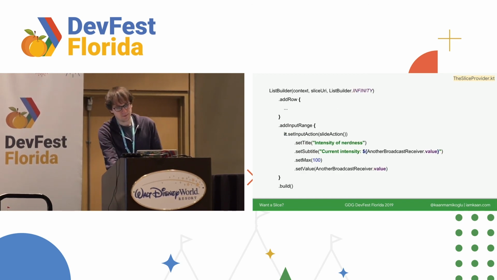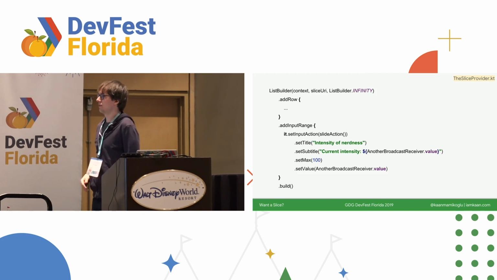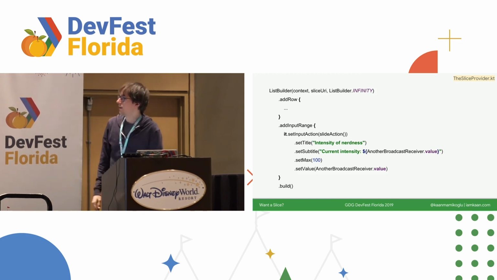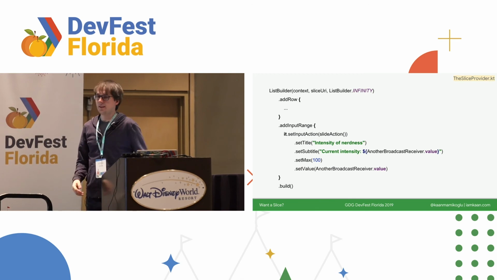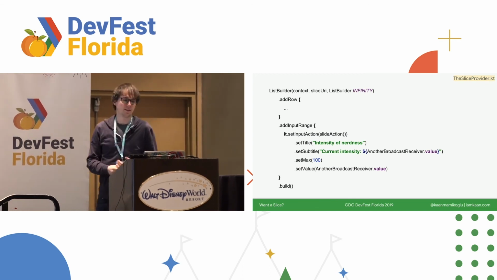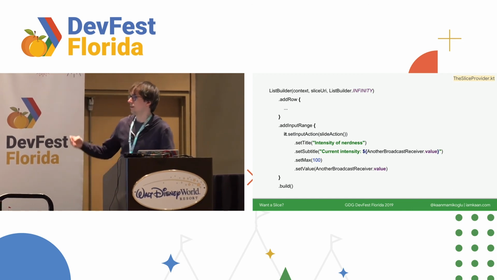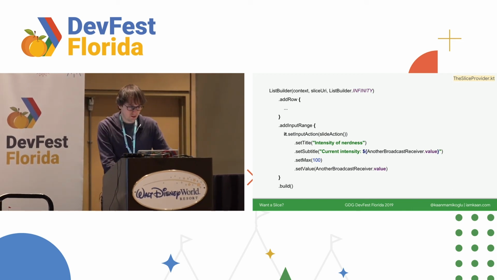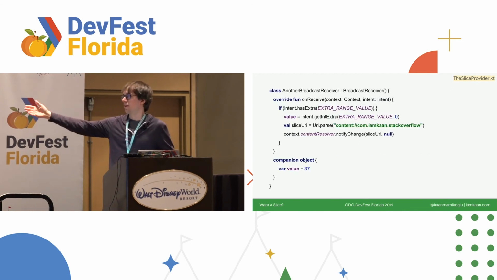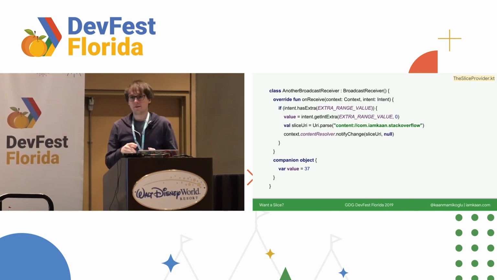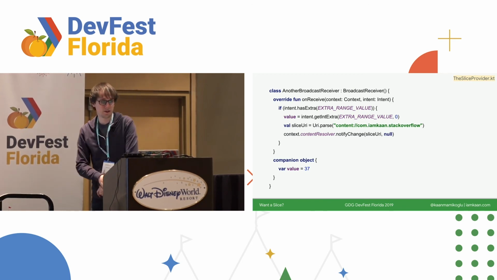Again, instead of making it hard-coded, a very simple solution or workaround, let's call it, is that you can create a static field in the other broadcast receiver class for the current value of the intensity. So in this case, for example, we have the initial value 37 again, but when you change it, it will actually display the current value in the slice.